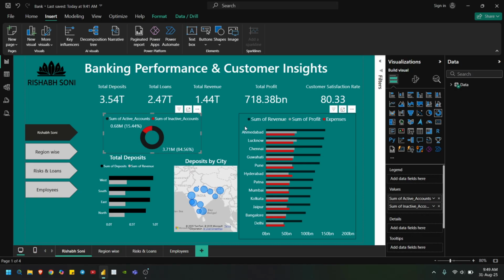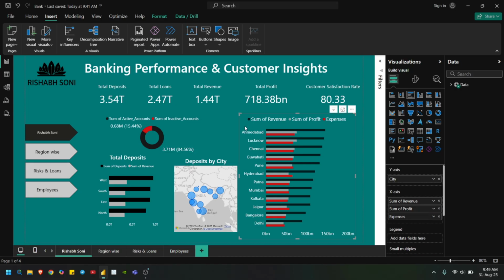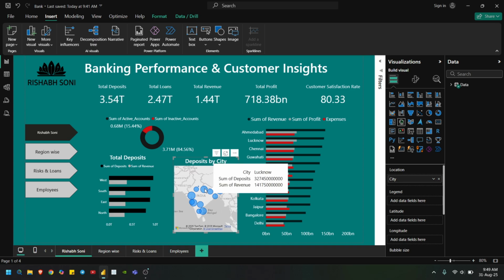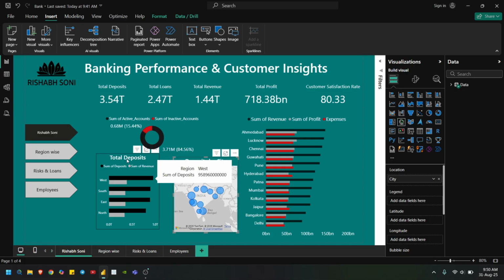Beside that, there's a stacked bar graph that tells the revenue, profit, and expenses as per the city. Near that, there's a map graph that tells the deposit as per the city, and I have used bubbles as per the sizes of the revenue and profit. Then we can see the stacked bar graph that shows the deposits as per the region.